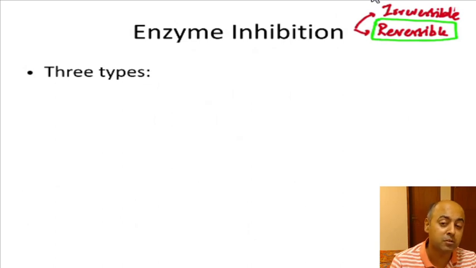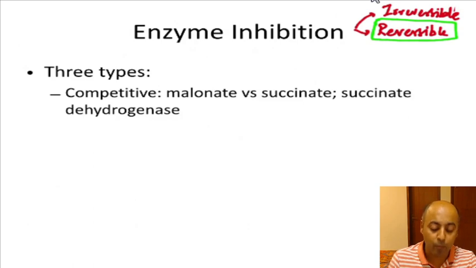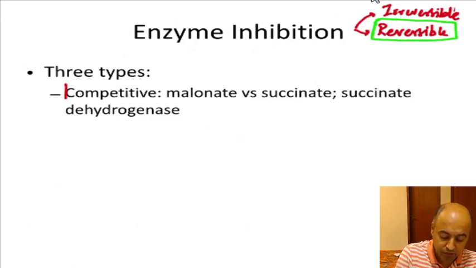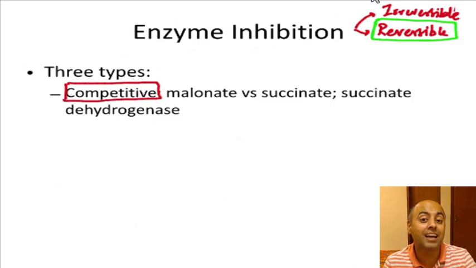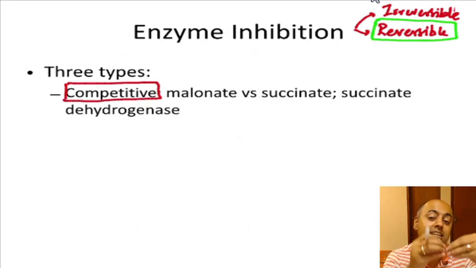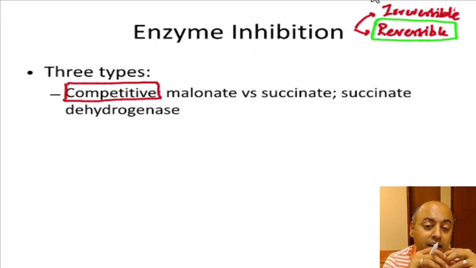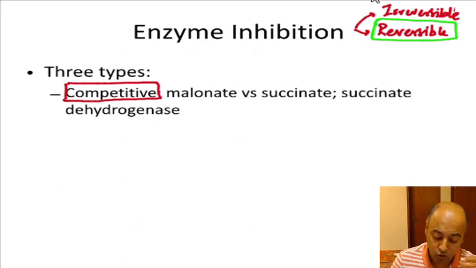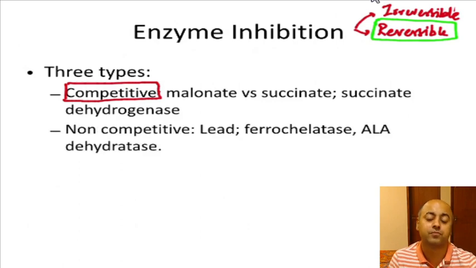So when you talk about reversible inhibition, it is of three broad categories. You have the competitive inhibition. Competitive inhibition means the substrate will compete with the inhibitor. Both of them want to attach at the active site. Okay, both of them attach at active site, that is the competitive. Example is malonate versus succinate at the enzyme succinate dehydrogenase.